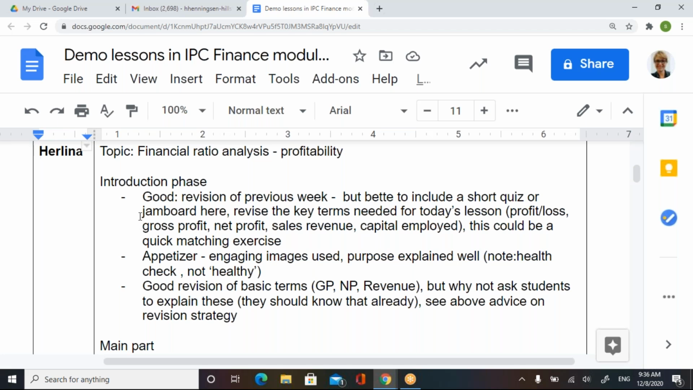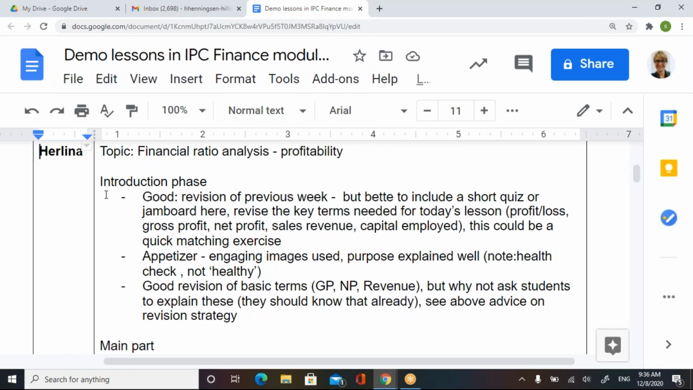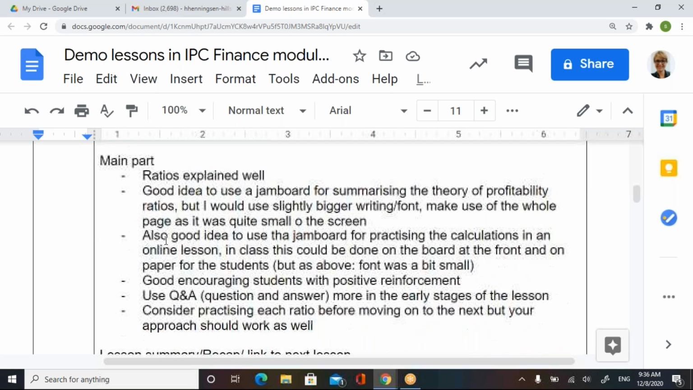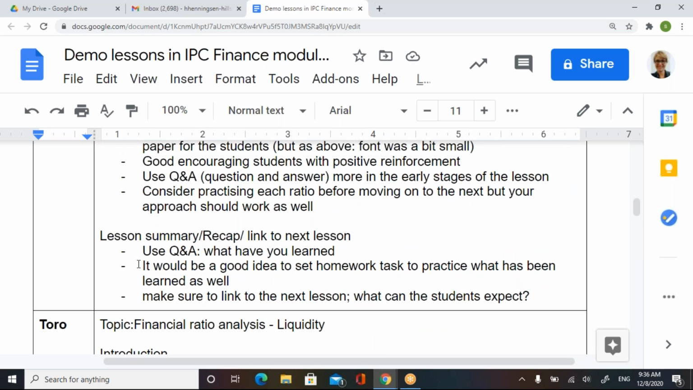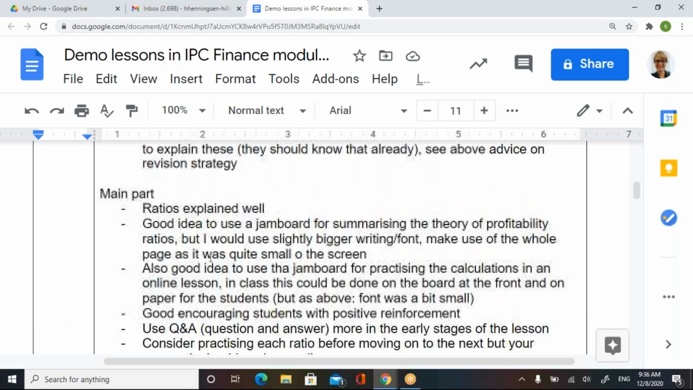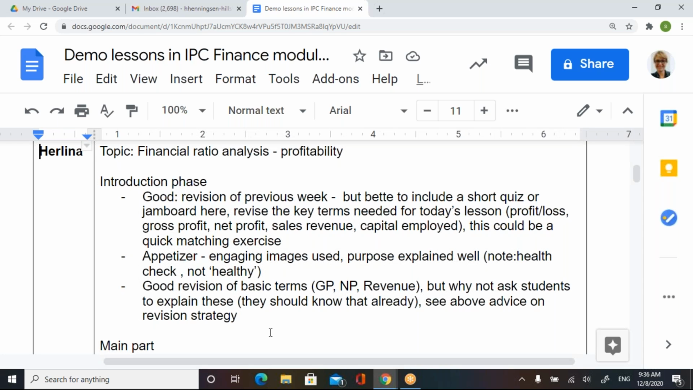So what I've done is I've split the feedback into what I always call the three main parts of a lesson. There's always an introduction phase, isn't there, where you're trying to engage the student and set the background for the lesson and the basic terms. Then there's the main part where you do the new stuff. And then there should be a section at the end where you have a lesson summary, recap, and link to the next session. So that's what I've split my feedback into. In terms of structure, that's what I would always recommend the lesson should contain.